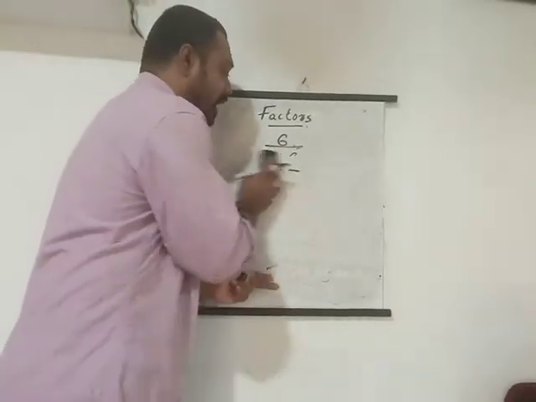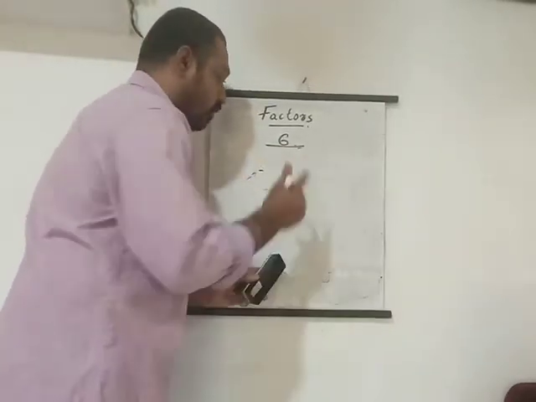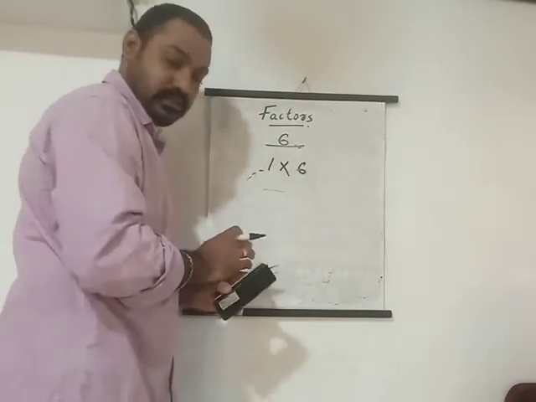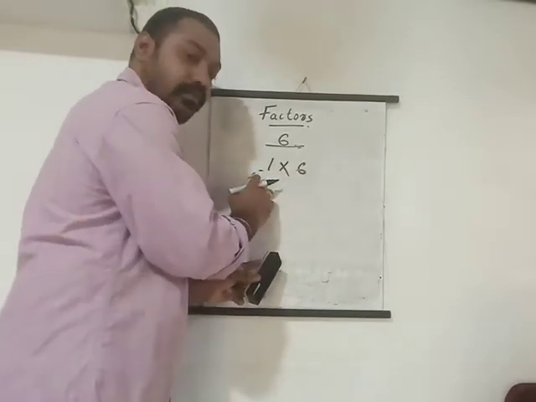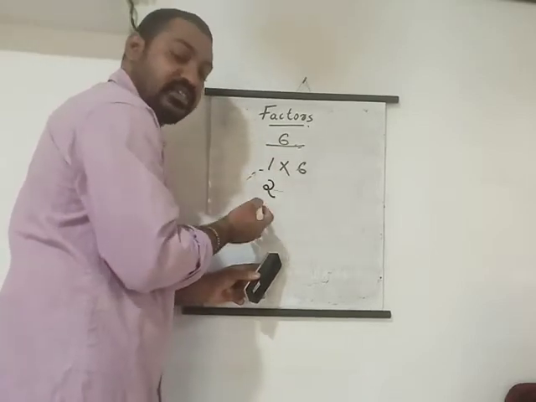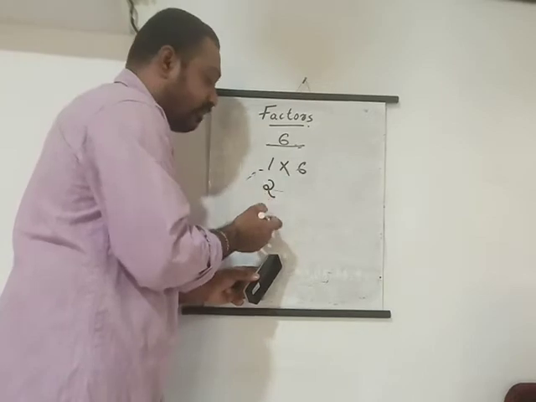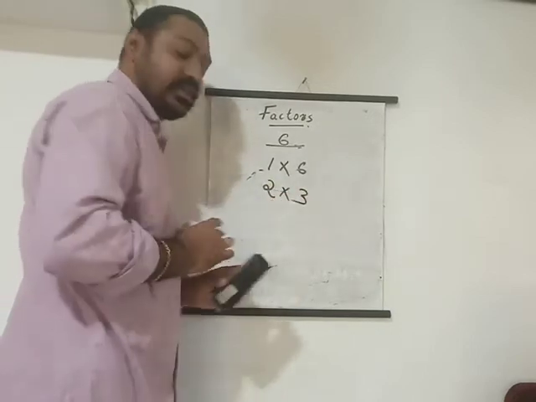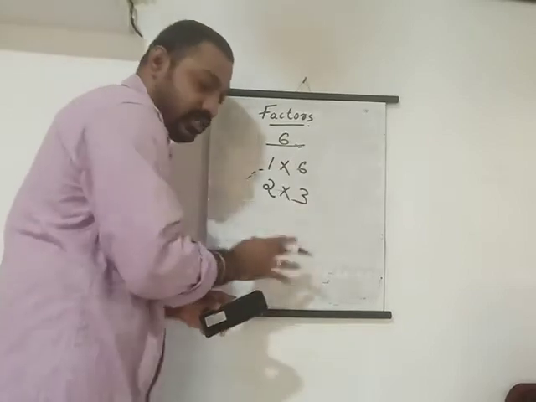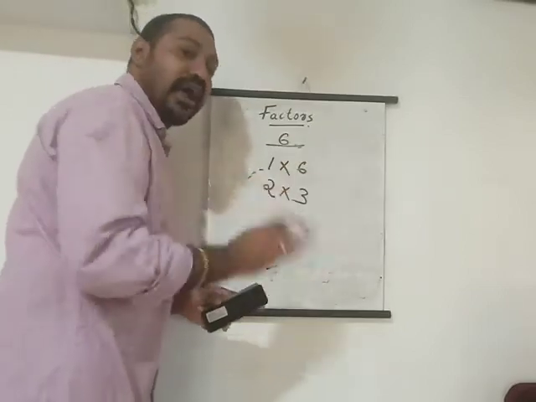So how can we write it in another simple method? 1 into 6 we can write. 1 into 6 is 6. Then can we write 6 as a multiple of 2? Can we check it? 2 into 3 is 6. Understand? If you follow this method, you can easily write the factors of the number.